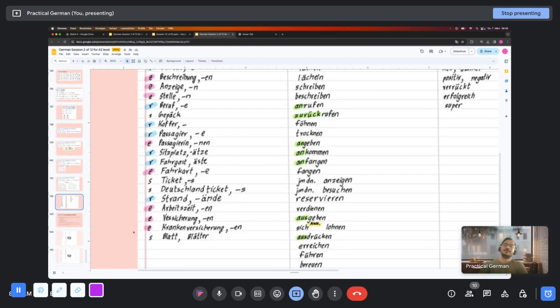Continue. Die Krankenversicherung, die Krankenversicherungen. Meaning health insurance. Next one. Das Blatt, die Blätter. Meaning paper, papers. Also, Blatt can also mean leaf, leaves.